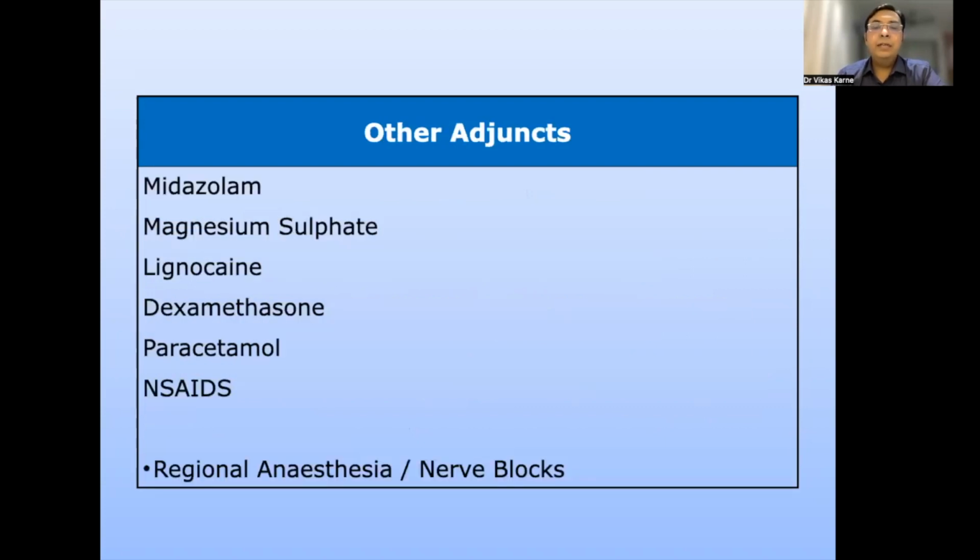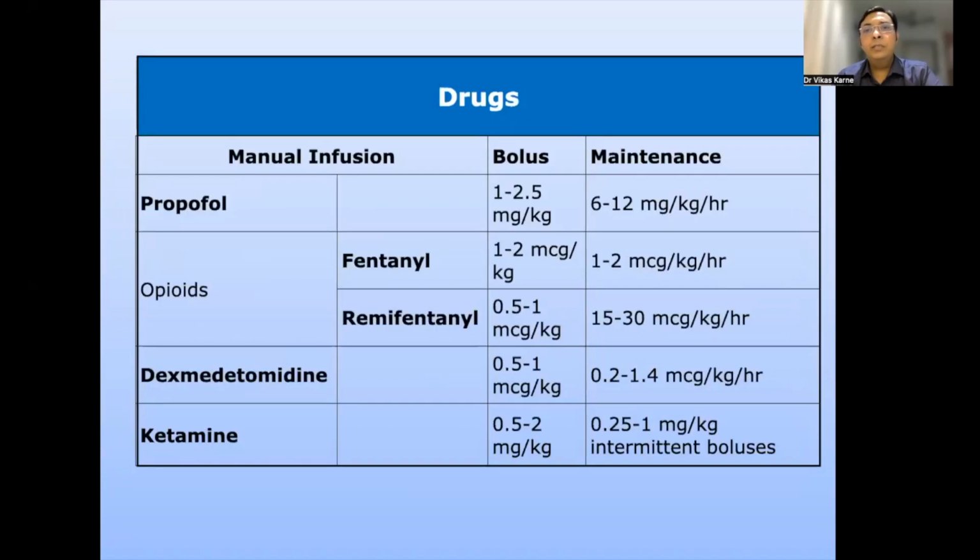Other adjuncts which are used along with these agents are midazolam, magnesium sulfate, lignocaine, dexamethasone, paracetamol, and NSAIDs. Regional anesthesia or selective nerve blocks or the fascial plane blocks can also be used to enhance perioperative analgesia. So these are the different boluses that are used, especially when we are using manual infusion.